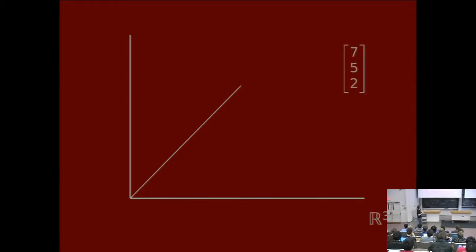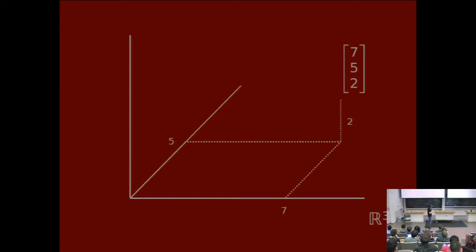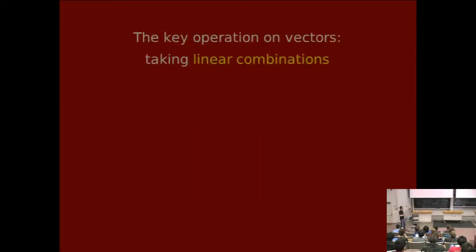Okay, I'm not so good at drawing anyway, but this is my interpretation of R3, three-dimensional space. So this is the vector 7, 5, 2. And here's 7, 5, 2. And here's a picture of the vector. It's like an arrow from the origin to this point, 7, 5, 2. Okay, so that's a vector.